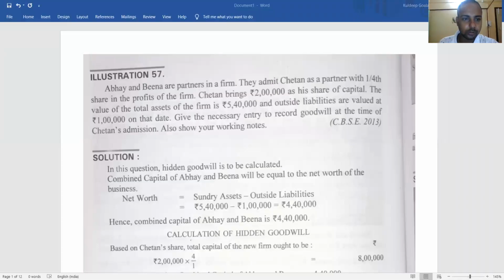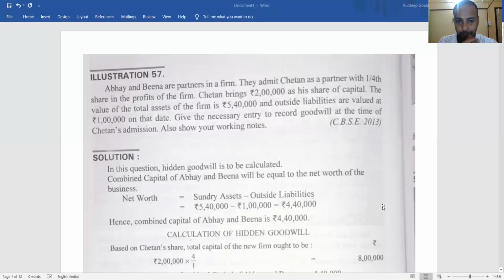So here is a question, Illustration number 57. In this particular question, we are going to learn how hidden goodwill can be determined. In order to find out hidden goodwill, you have to find out your net worth, that means the value of your business, and compare it with the total capital. In the previous sum similar thing was there, but it was a simple sum. Today we are going to learn a little bit more difficult one.